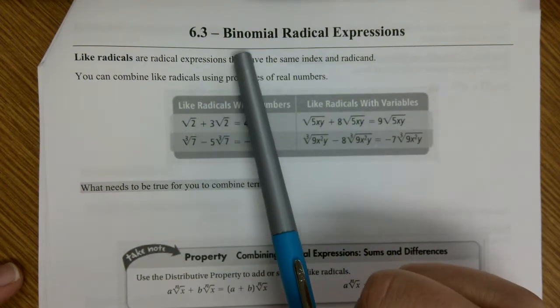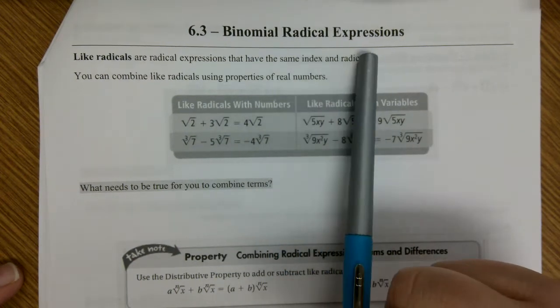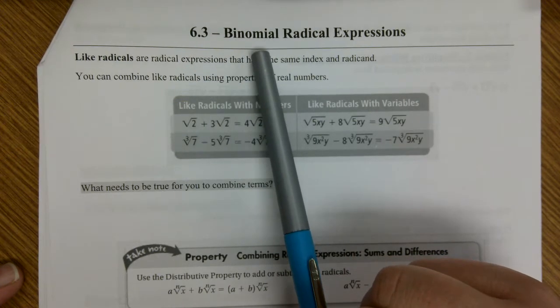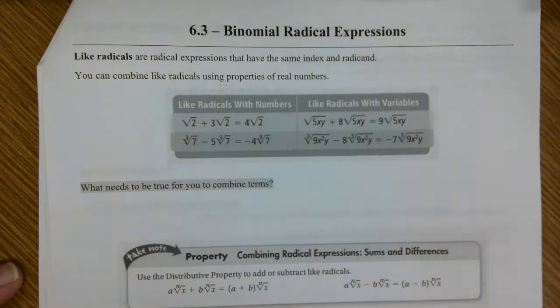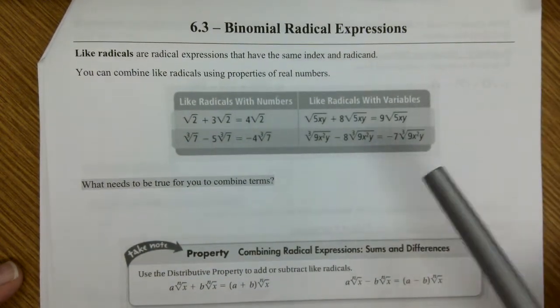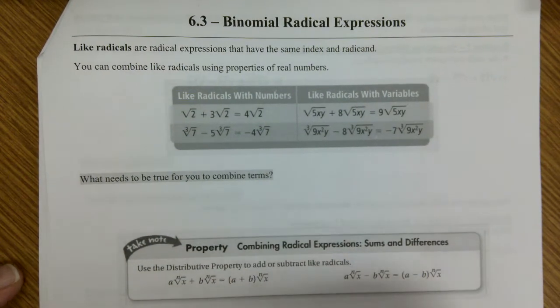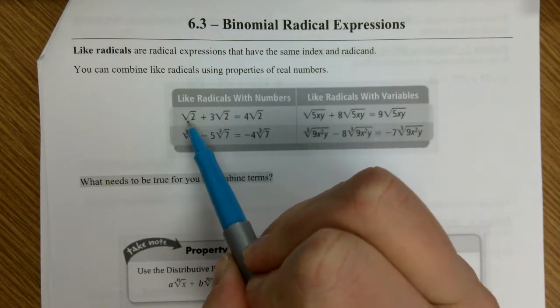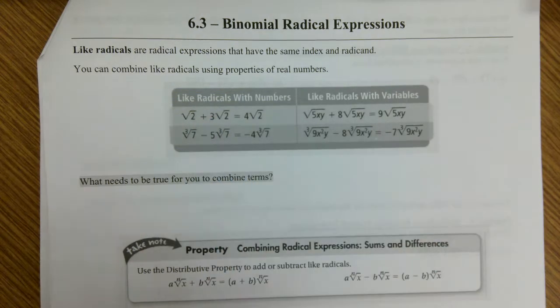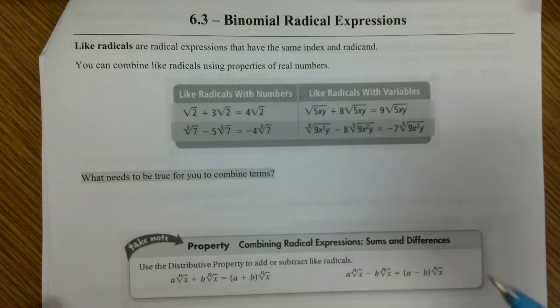So when we have binomial radical expressions, binomial, remember that means two terms. Radical, that means that radical sign. Expressions, no equal sign. That's what this heading means. We can only combine radicals if what is underneath the radical is the exact same and the index is the exact same. If that's not the case, you cannot combine.